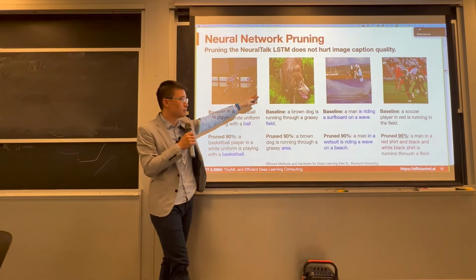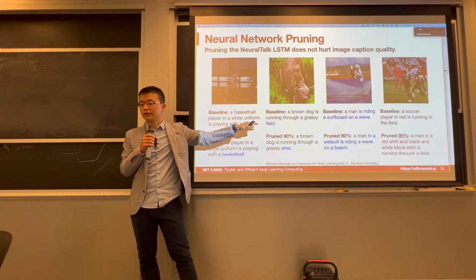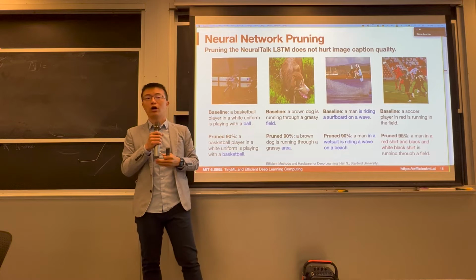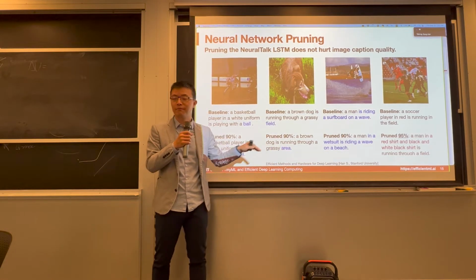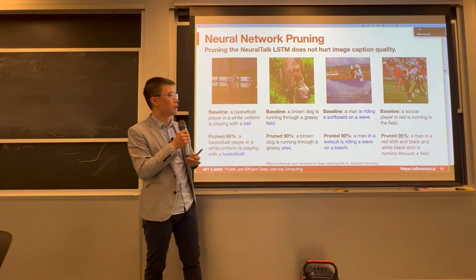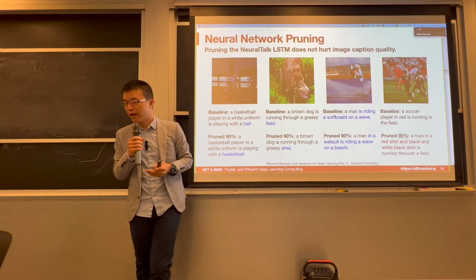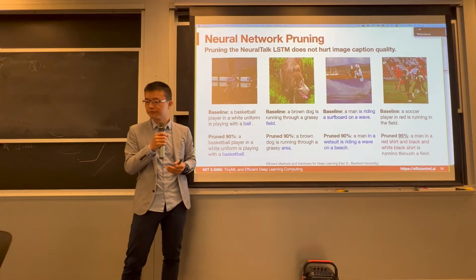And let's see the second example. A brown dog is running through a grassy field versus pruning away 90% of the parameters, it says a brown dog is running through a grassy area. It's pretty much the same. What about the third one? A man is riding a surfboard on a wave versus the pruned version says a man in a white suit is riding a wave on a beach.